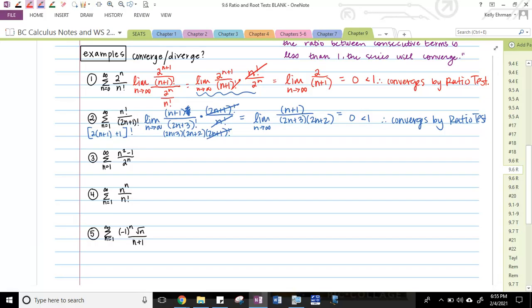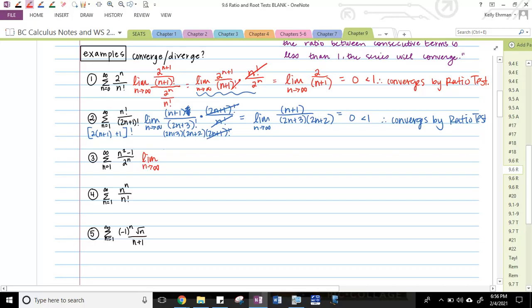All right, let's look at number 3. 2n squared minus 1 over 2 to the n. All right, so before I dive right into the ratio test, this is not just geometric. And if I tried to compare it to 1 over 2 to the n, n squared minus 1 would be bigger than 1 over 2 to the n. So that's not really going to help me with my comparison test. So anyway, I can try the ratio test.